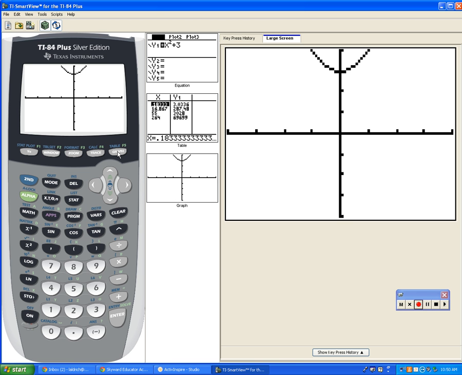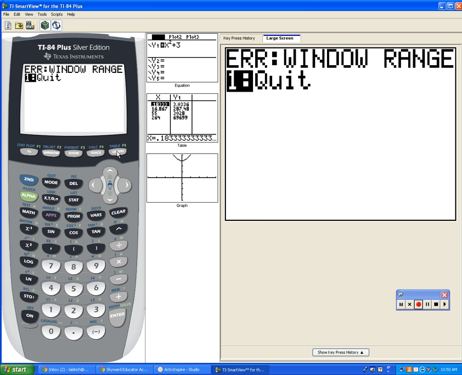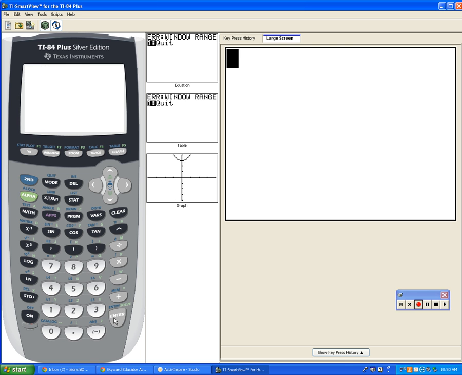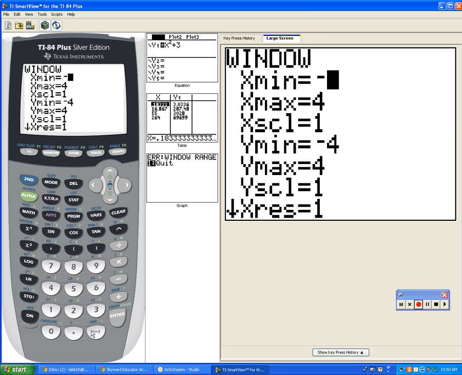The most common error that students make when they're messing with their windows like that is you forget to put a negative in there. You make that be plain old 4, and then you hit graph, and it gives you an error, you can't do that, okay? The minimum has to be smaller than the maximum for that to work, okay? Sometimes kids get it switched around too, okay? You can do this or you can not do this, it's up to you.